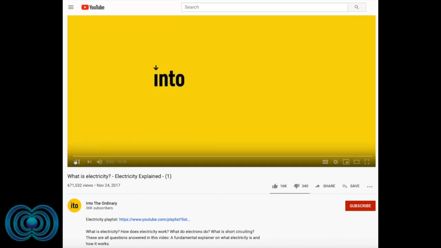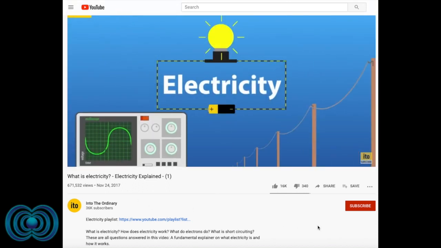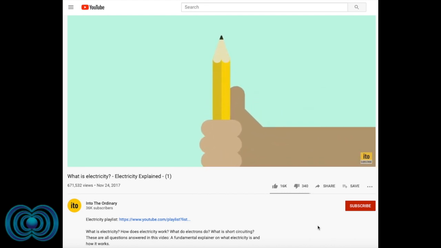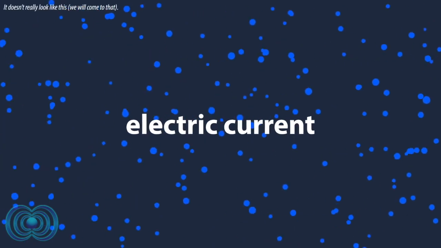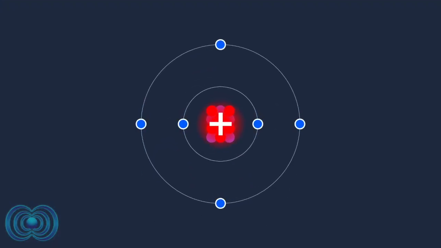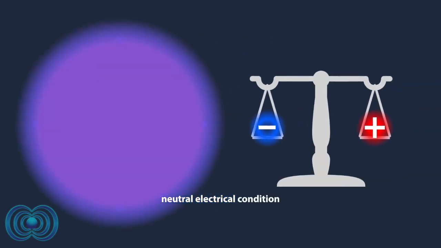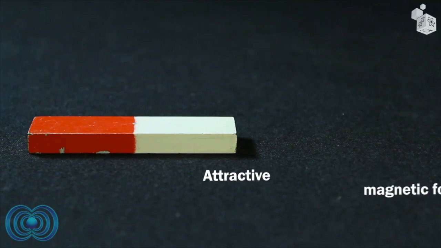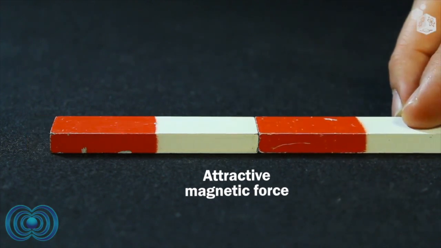There's a YouTube channel called Into the Ordinary. They did a video called What is Electricity? Electricity Explained. If you're curious how atoms are negatively and positively charged and how that creates electrical current, I would recommend watching this video, and I'll put the link in the description below. Just know that atoms, depending on how many electrons they have, will either have a positive charge or negative charge. And just like magnets, positive and negative charges attract each other.